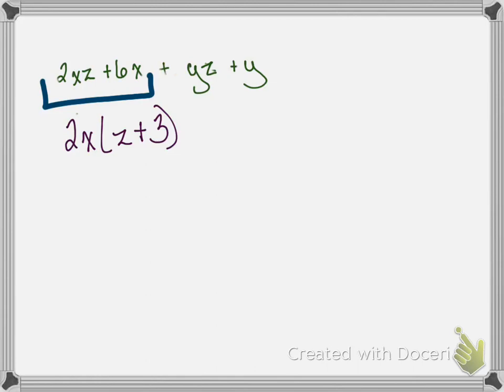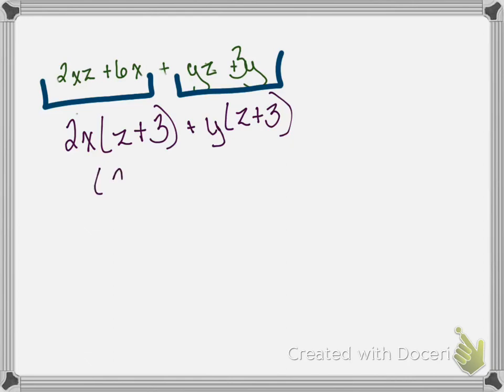Now I look at the next 2. Is there anything that can come out of both of those? Y. Did I forget something on this too? Okay. So on the thing, when I gave it to you, it was correct, right? Awesome. Yippee. I've already run out of all my mistakes today. I don't have any left. Okay, so I'm going to pull out my Y. And I am left with z plus 3. Okay? So this factors to 2x plus y and z plus 3.